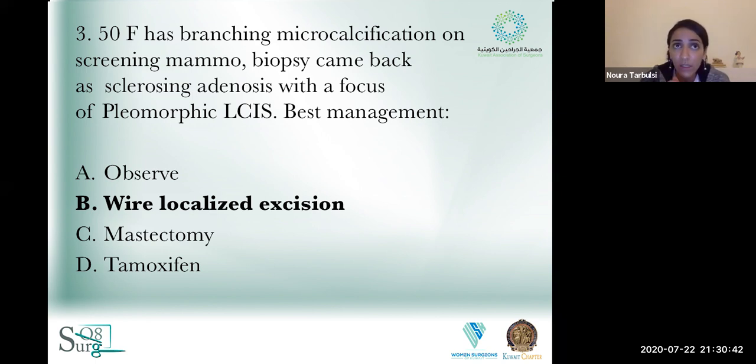So if the patient is still T1, T2, she has a positive sentinel, even if they have extranodal extension, you could apply the AMAROS trial on them. But yes, you're right, they don't fall under the Z11. All right, so yes, wire localized excision, and the key is the word pleomorphic, because once we see pleomorphic, we have to rule out adjacent DCIS or malignancy.